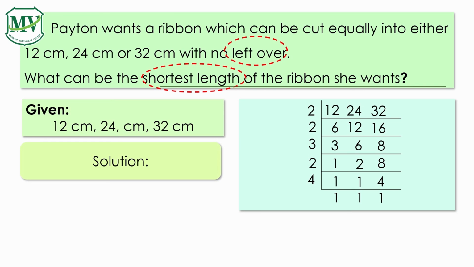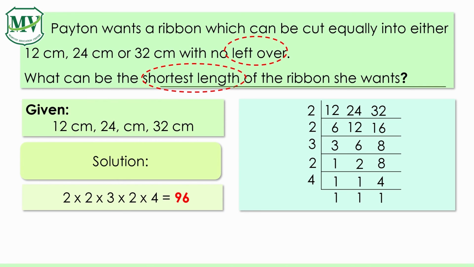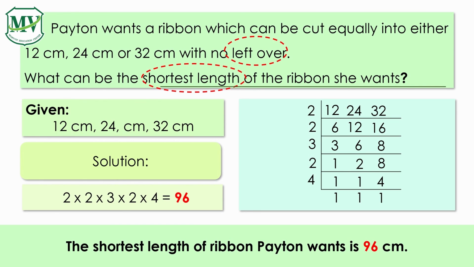Then, let's multiply all divisors. 2 times 2 times 3 times 2 times 4 is equal to 96. Therefore, the shortest length of ribbon Peyton wants is 96 centimeters. Great job, learners!